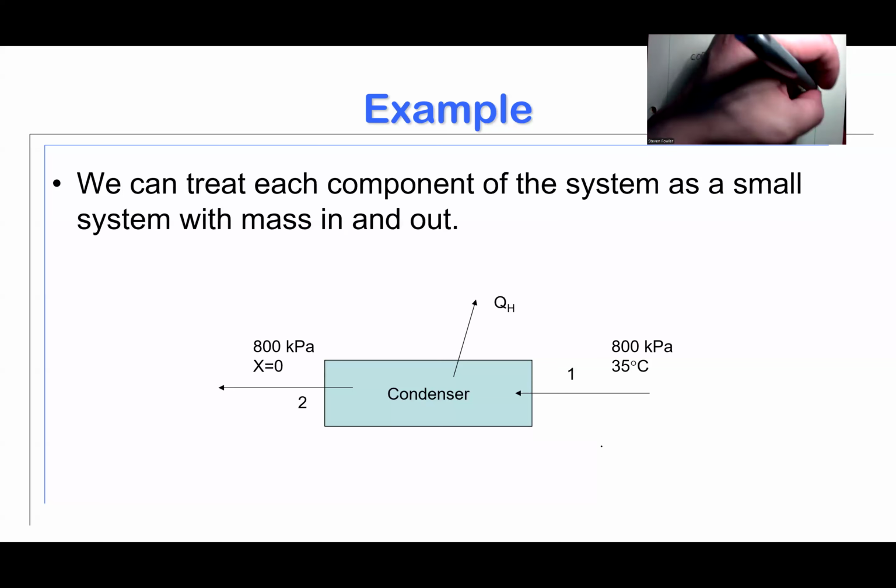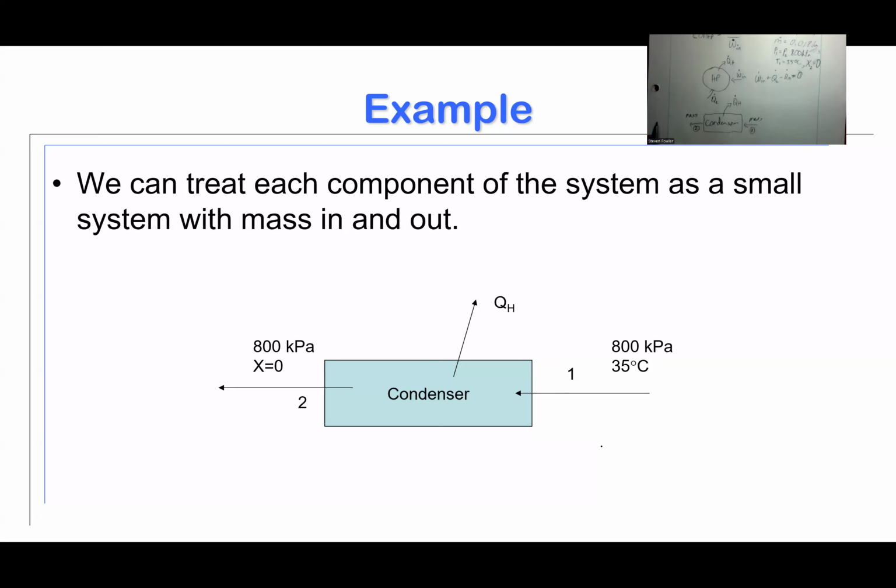We'll say that it is saturated liquid. The problem statement would probably say something like there's saturated liquid exiting the condenser. A shorthand way of writing that is x2 is equal to 0. X tells us it's saturated something, 0 meaning that it's 0% in the vapor phase. It's 100% liquid. Again, the problem statement would say saturated liquid exits the condenser. So I know now properties at the inlet and the outlet.